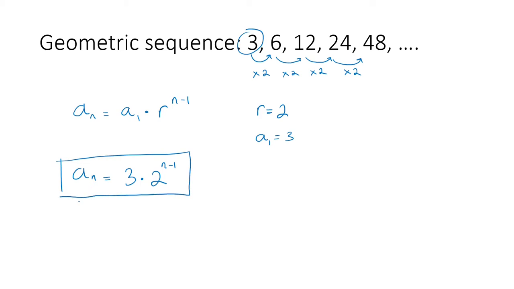If I want the 10th term, I'll just plug in a 10 for n. So let's do that. Let's look for the 10th term. A sub 10 equals 3 times 2 raised to the 10 minus 1, and we get 3 times 2 raised to the 9th. And my solution to the question is 1536. So we can find the 10th term by multiplying by 2 ten times, or we can just use this formula for the geometric sequence.